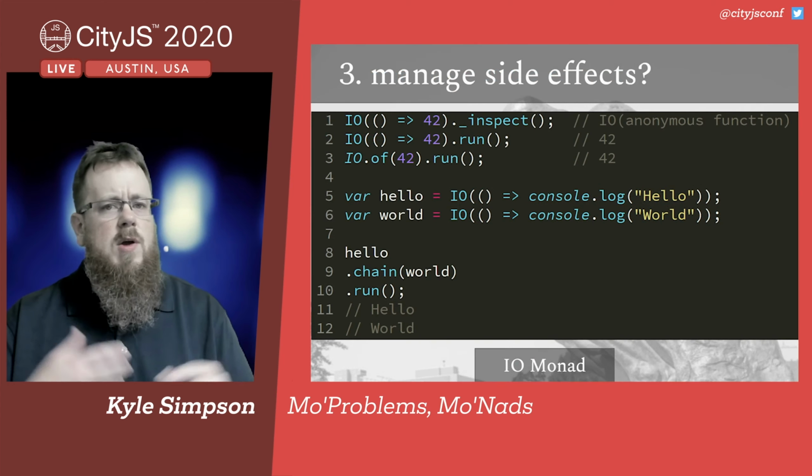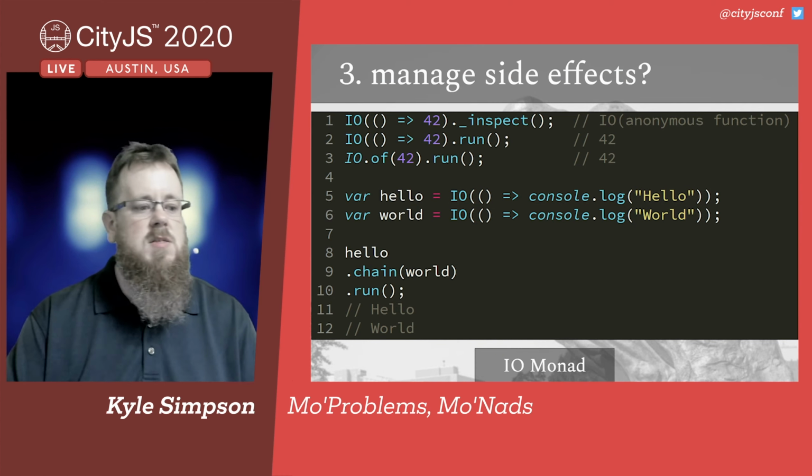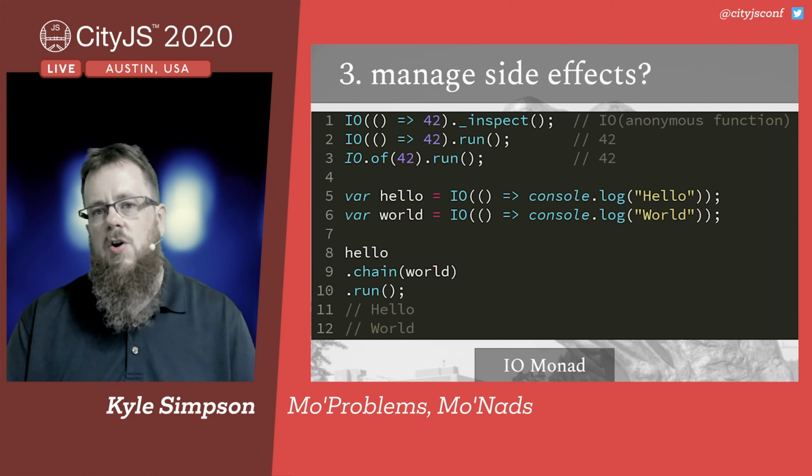So how are we going to manage side effects? That's our last question that we want to ask, and this is the most complex of all of them. I'm using what's called the IO monad here.